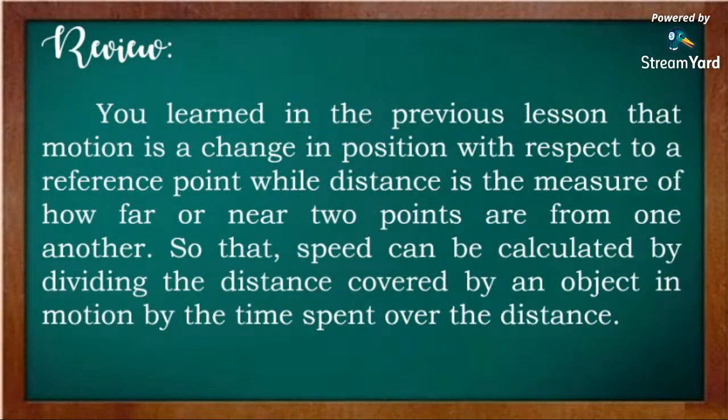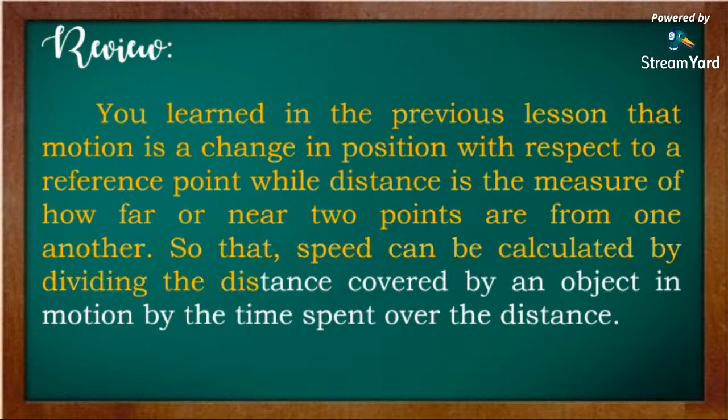Before we proceed to our lesson, let's have a review. You have learned in the previous lesson that motion is a change in position with respect to a reference point, while distance is the measure of how far or near 2 points are from one another, so that speed can be calculated by dividing the distance covered by an object in motion by the time spent over the distance.